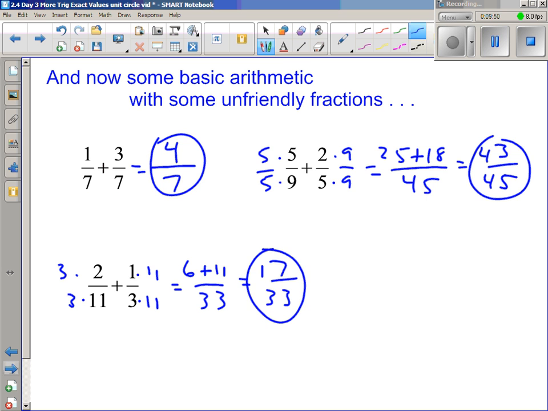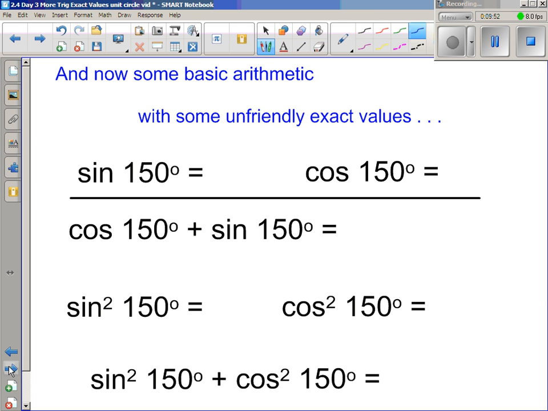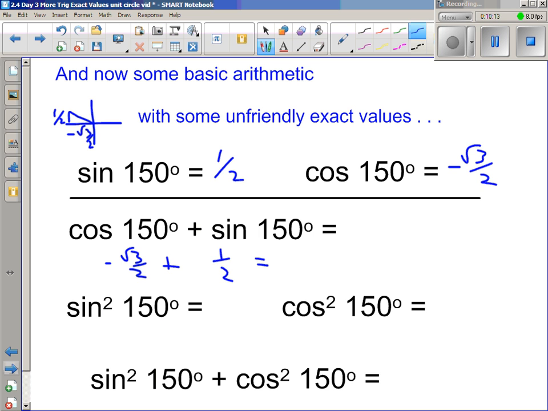All right, let's apply this to some of these messier values here. The sine of 150, I tend to draw my angles here. That's a positive 1/2. The cosine is a negative root 3 over 2. So if we had to add these two values, negative root 3 over 2 plus 1/2, they have a common denominator, we would just get a 1 minus root 3 all over 2.